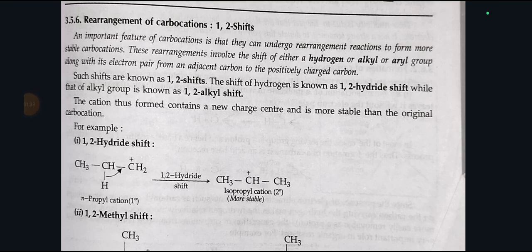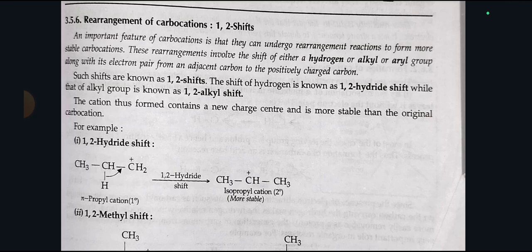3.5.6. Rearrangements of carbocations: 1,2 shifts. An important feature of carbocations is that they can undergo rearrangement reactions to form more stable carbocations. This rearrangement involves the shift of either a hydrogen, alkyl or allyl group along with its electron pair from an adjacent carbon to the positively charged carbon. Such shifts are known as 1,2 shifts.